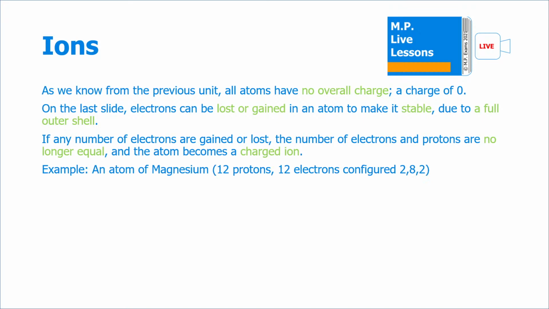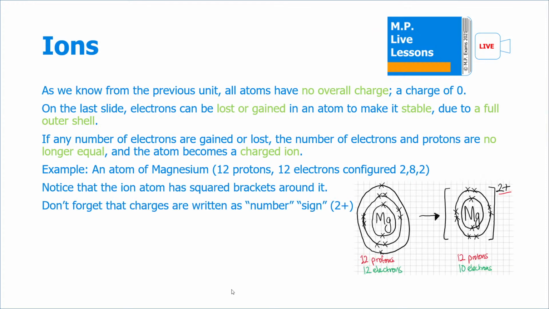An example can be an atom of magnesium. It has 12 protons and 12 electrons configured in this way: 2 in the first shell, 8 in the second shell. In its outer shell, the third one, there's 2. Now, there's going to be a diagram as well. As you can see, the outer 2 electrons have been lost in some sort of reaction.